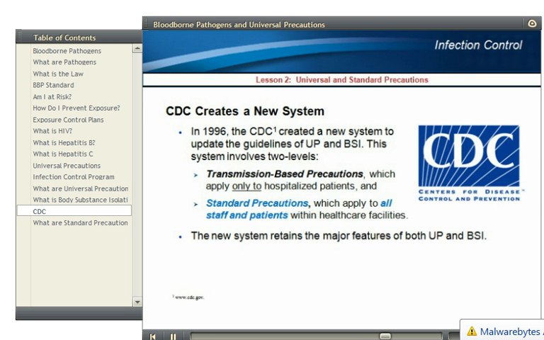CDC creates a new system. In 1996, the CDC created a new system to update the guidelines of UP and BSI. This system involves two levels: transmission-based precautions, which apply only to hospitalized patients, and standard precautions, which apply to all staff and patients within healthcare facilities. The new system retains the major features of both UP and BSI.